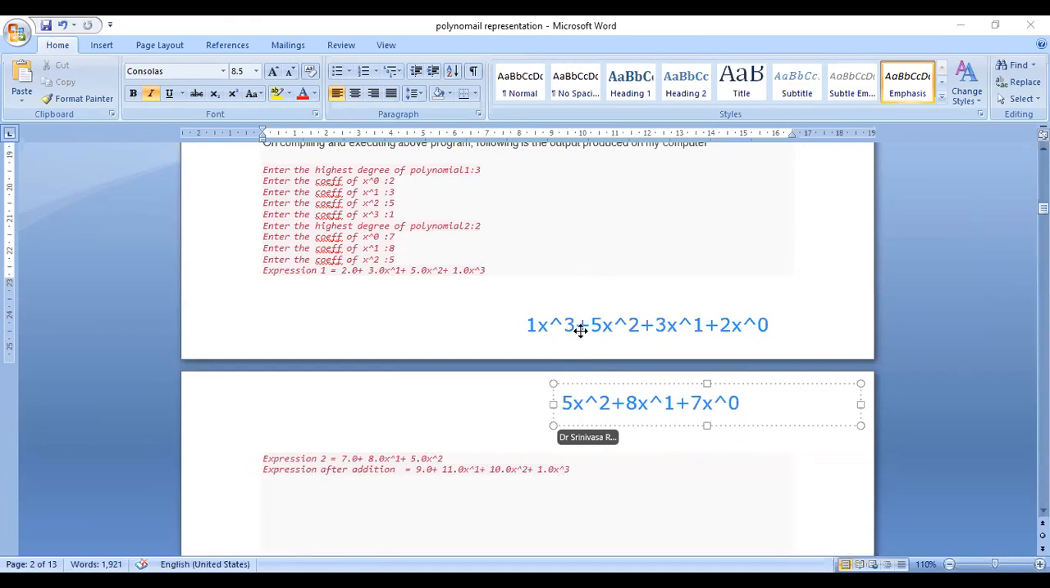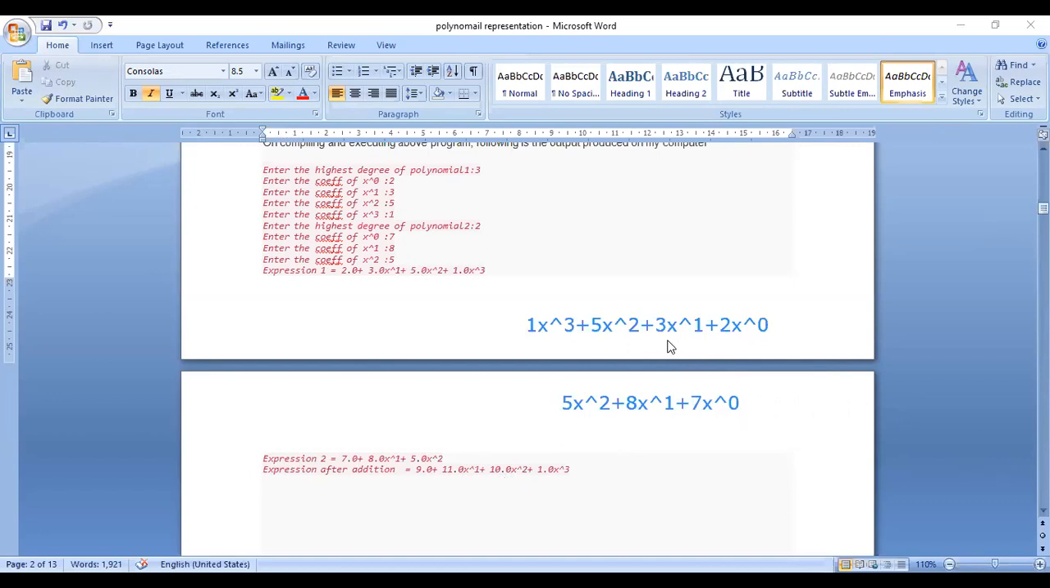See, 1 into x power 3. X power 3 is only 1 here, so that came at the last. Next, 5 into x power 2, 5 into x power 2, 10. 8 into x power 1, 11. 2 into x power 0, 7 into x power 0, 9. So that is the answer. So in this way, I will be getting that. So that is the value.